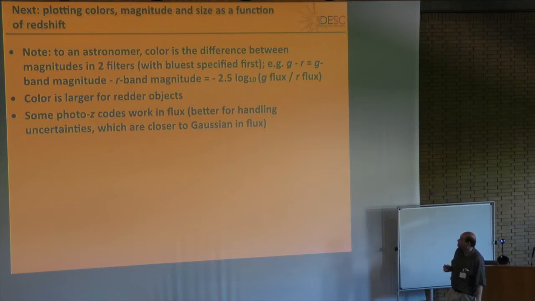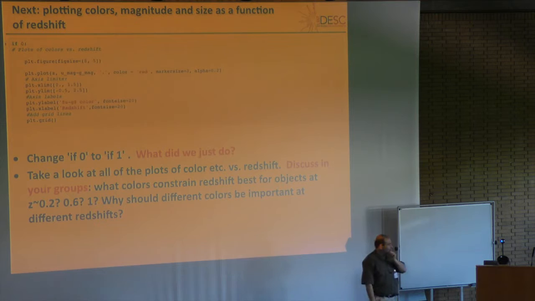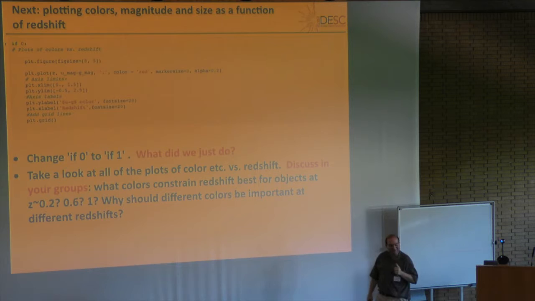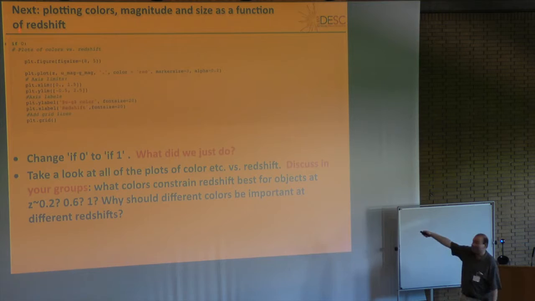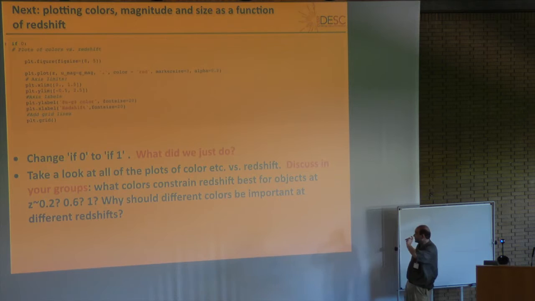Okay, this is just defining color. I basically did that. And so if you go to the next box, it starts with if 0. 0 returns as false. So that means if something is false, do this, but 0 is false, so it does nothing. I've done this throughout the notebook. I didn't want you to see all the results when you loaded the notebook. So what I want you to do, you have to do some programming, change 0 to 1, click in the box, hit Shift Enter, and it should produce a set of plots of colors, size, and magnitude versus redshift.